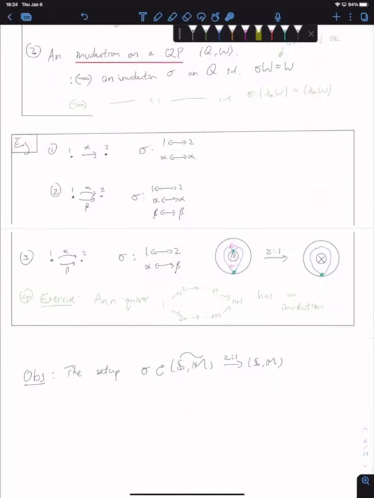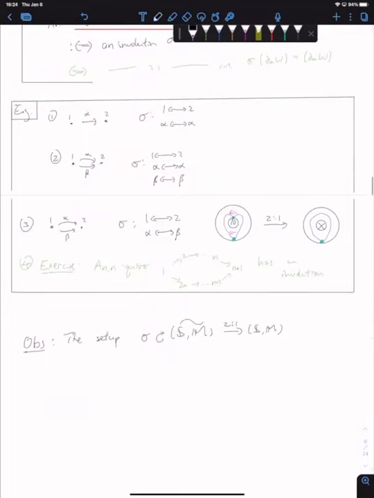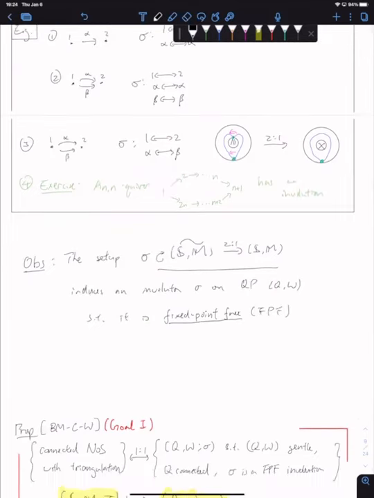You can find out this specific property if you just think about what happens on the surface. If you think about this setup, then you will realize that this induces an involution sigma on the QP (Q, W) such that it is fixed point free. This is the really crucial property that allows many things I wanted to work. Fixed point free, and henceforth I'll abbreviate this as FPF. I mean fixed point free on both vertices and arrows.